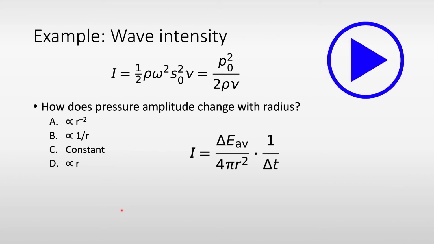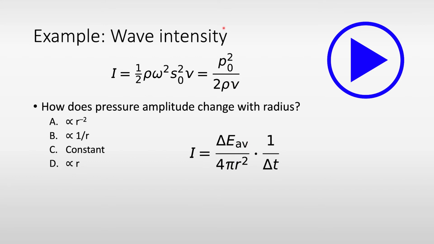Okay, remember our equation that we had before, relating the intensity to the change in average energy divided by 4 pi r squared. This is telling us that there's an inverse square relationship in the intensity. Because there's an inverse square relationship between the intensity and the radius, we take this up to the top, and we see that P0 squared over 2 rho v is equal to delta E_AV over 4 pi r squared.